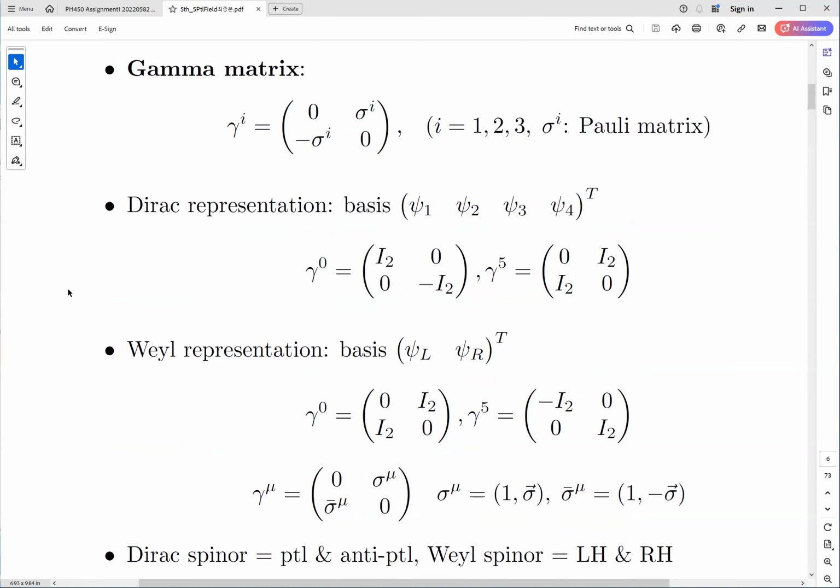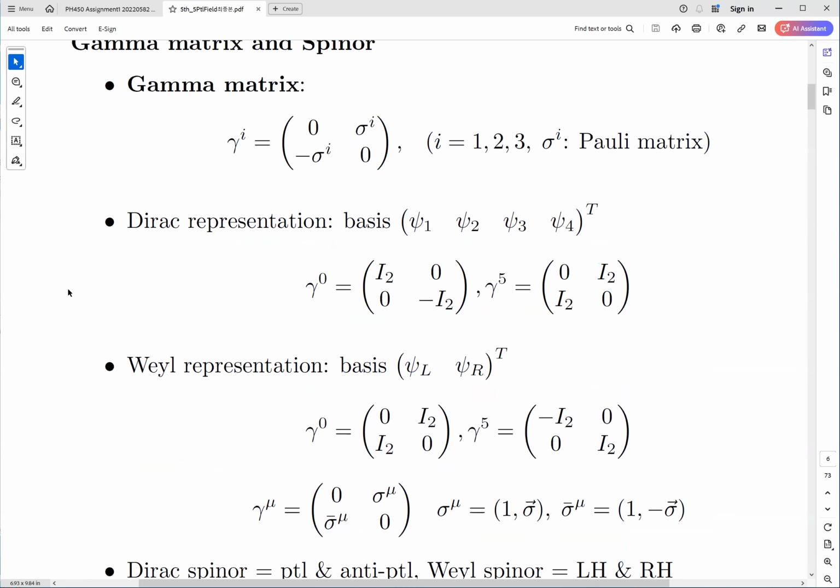But there is another representation, the Weyl representation, which is represented in this left-handed and right-handed spinor basis. This is useful when we consider the chirality basis. In this case, the gamma zero and gamma 5 matrices are swapped. There is a transformation relation between the Dirac representation and the Weyl representation for the gamma matrices and spinors too. In the Weyl representation, the gamma matrix can be written more abstractly.